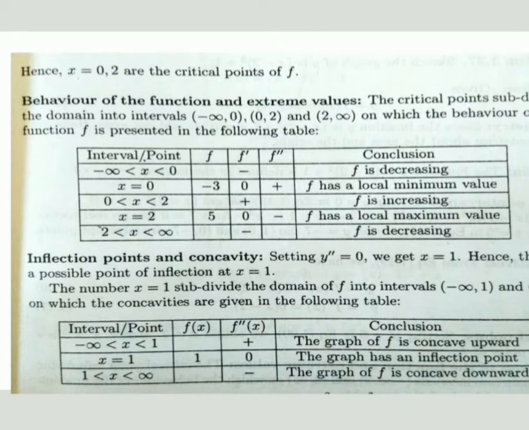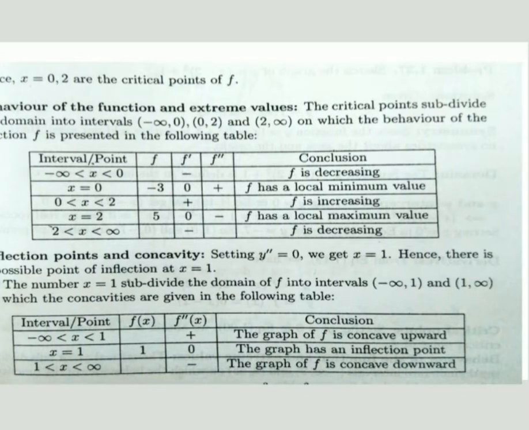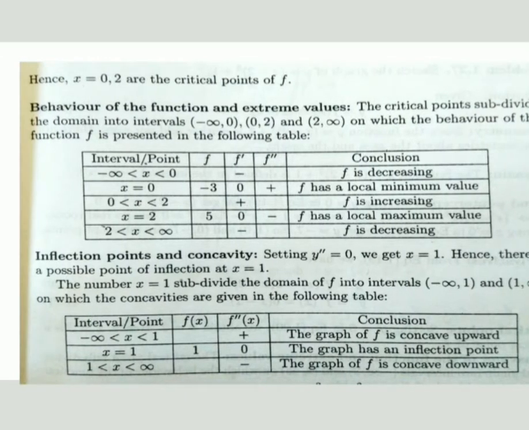To find that we have to set y double dash equal to 0. So y double dash equal to 0 implies x is equal to 1. So there is a possible point of inflection at x equal to 1. Now with x equal to 1, subdivide the domain of f into minus infinity to 1 and 1 to plus infinity, on which we shall find the concavity. Now suppose x varies in the first interval, minus infinity to 1. We will obtain f double dash of x positive, so the graph of f is concave upward.